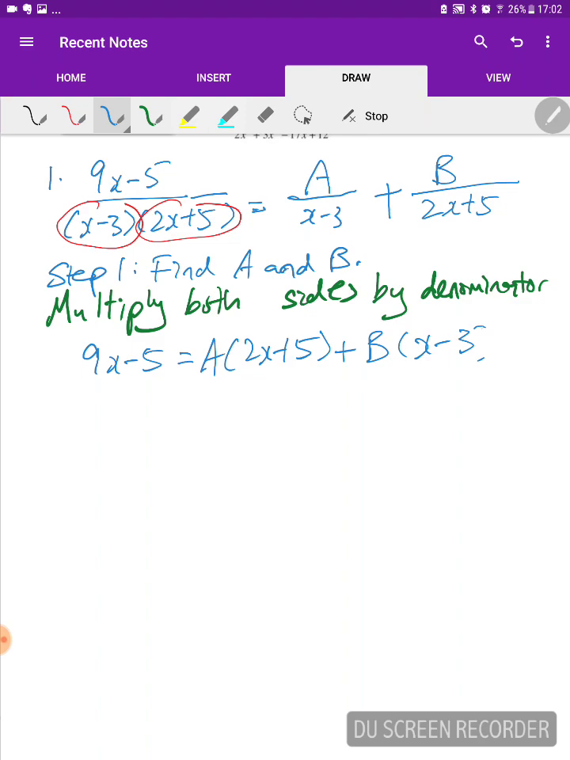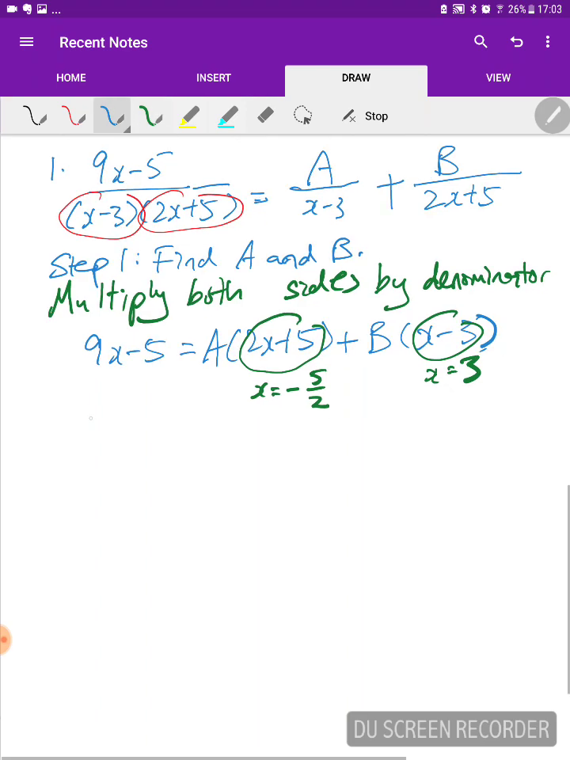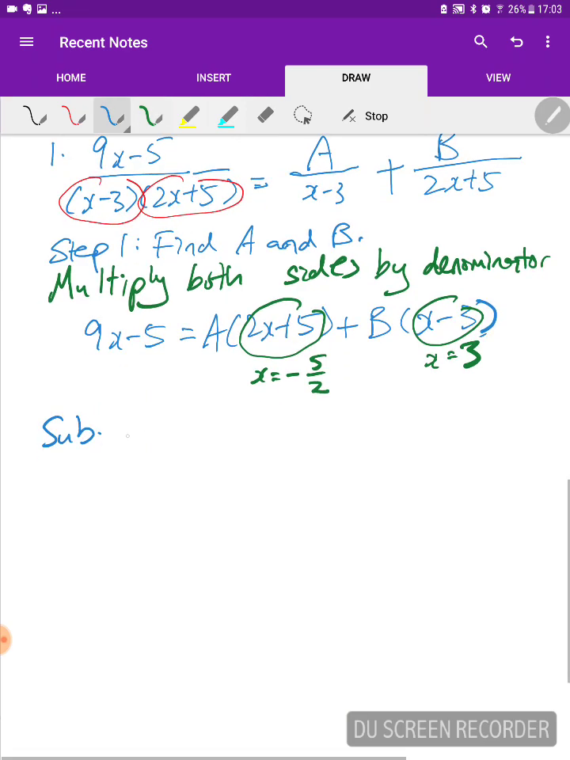So you have this. And then what you do next, remember the polynomial at the start of the lesson. We try to find A and B by substituting. You can see that there should be two numbers that I can substitute. The first is x equals 3, and the second is x equals negative 5 over 2.